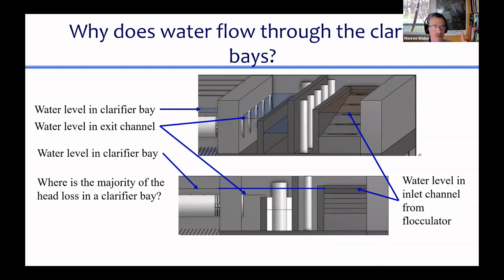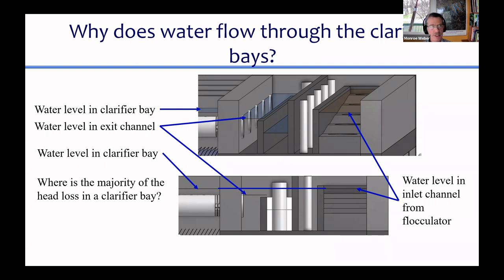So water can get between those two points by going through pipes and diffusers and plate settlers, and there's no significant head loss. But then look, there's this big difference in water level between the clarifier bay and the outlet channel. So can anybody figure out where all that head loss is happening? There's a big elevation difference between the water in the clarifier bay and where it comes out of the outlet manifold into the outlet channel. Where did all that energy go?